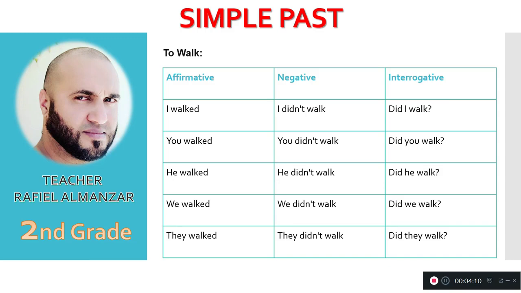In the interrogative form, we only have to add did at the beginning of the sentence, then the subject, and then the verb without the ed at the end. Did I walk? So I walked, affirmative. Negative, I didn't walk. Interrogative, did I walk? And we do the same with all of the pronouns.